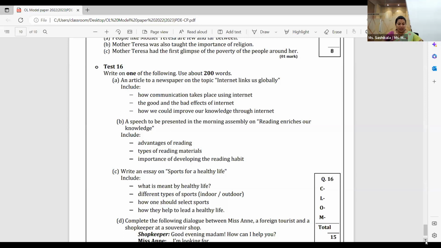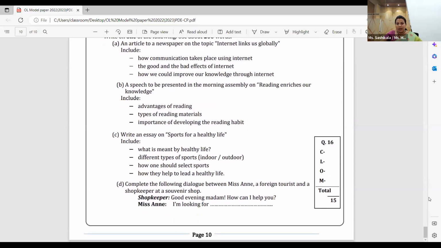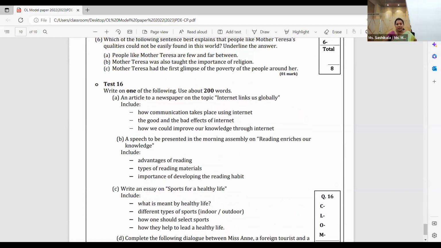That is question 15. And let me briefly talk about question 16. We don't have time to discuss the essay in detail, but let me go through question 16. Write one of the following, use 200 words. There is an article, and always remember the subtopics given. Internet links us globally. Include how communication takes place using the internet, the good and the bad effects of the internet, how we can improve our knowledge through the internet. For these subtopics, write a paragraph for each topic with the introductory paragraph.